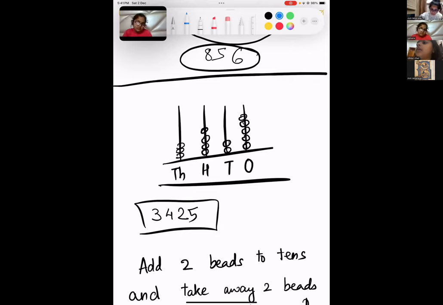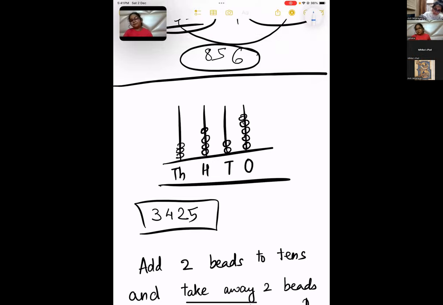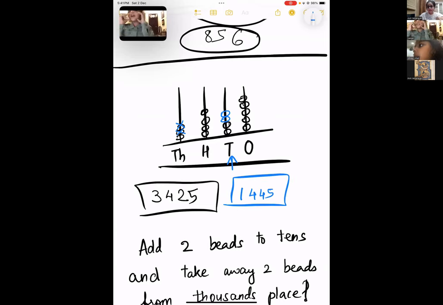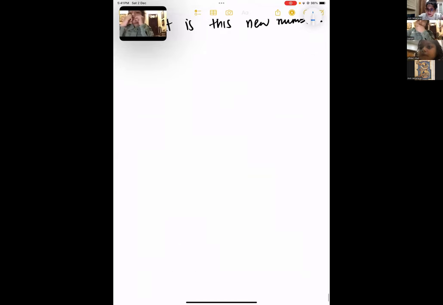Okay, so now the question says, add two beads to the tens. Now, this is the tens position, Idhika and Evangeli. So, as per the instruction, I have to add two more beads. And what they say, take away two beads from the thousands place. So, I will remove two beads like this. Now, can you tell me what is this new number? Did you understand how to do this? Is it simple or tough?